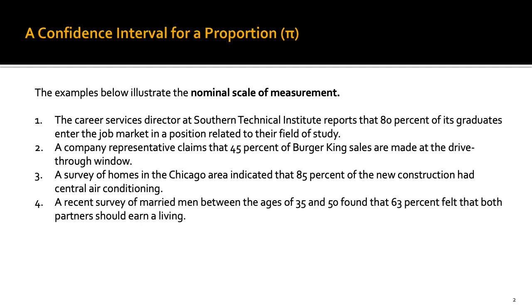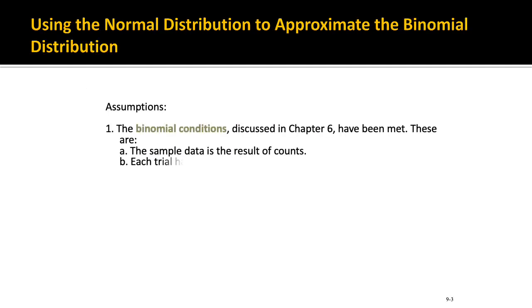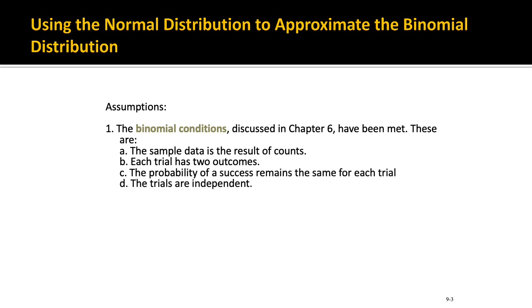Let's zoom in on this one. A recent study of married men between the ages of 35 and 50 found that 63% felt that both partners should earn a living. Now, this is one point estimate, but we are interested in figuring out the specific confidence interval. The assumptions we make in this case are based on the binomial conditions.